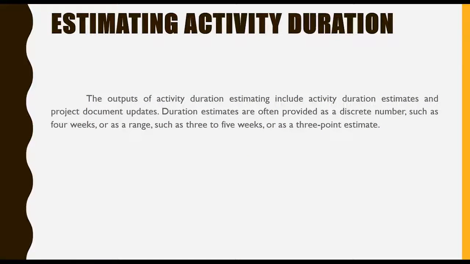Estimate activity duration. The outputs of activity duration estimating include activity duration estimates and project document updates. Duration estimates are often provided as a discrete number such as 4 weeks, or as a range such as 3 to 5 weeks, or as a 3-point estimate.